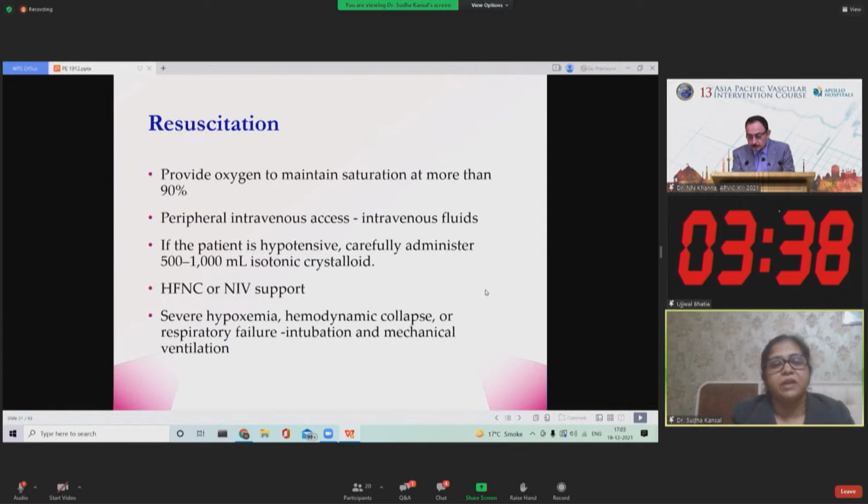I get 2 peripheral cannulae and if the patient is hypotensive, carefully administer 500 to a liter of isotonic crystalloid. We have to be careful that we do not overload these patients, because otherwise due to ventricular interdependence, the LV may become small and the LV output may even go down further. High flow nasal cannula or NIV support is given if the patient is not able to maintain saturation. And this is one situation where you should not run for intubation and ventilation unless a patient has severe hypoxemia not improving with NIV, or has an impending cardiac arrest.